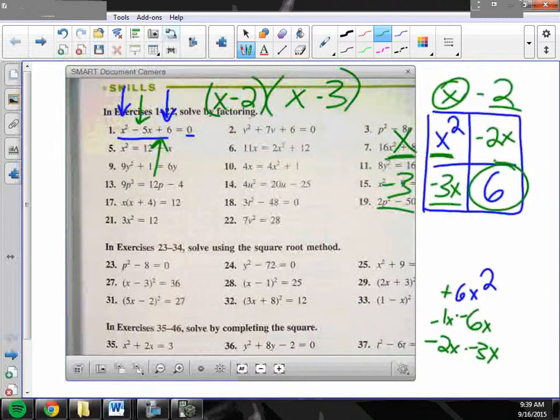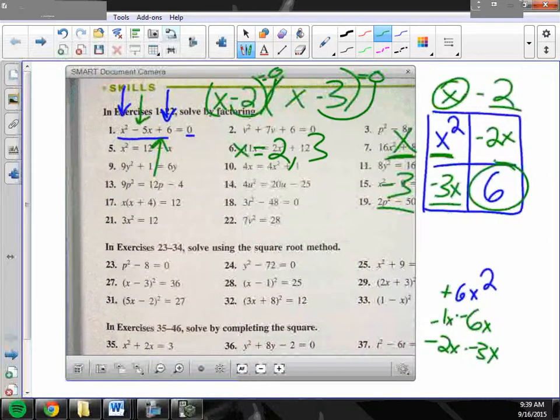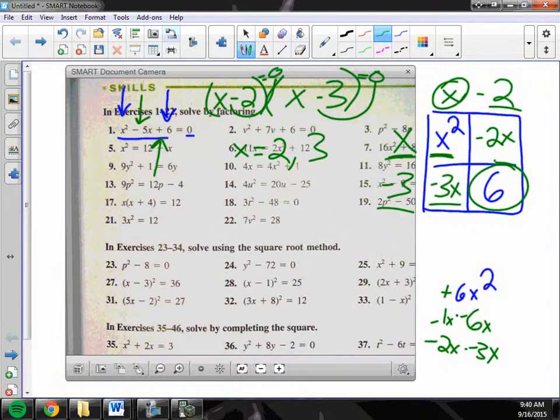But it wants to know what the roots are. How do I find the roots? Set them equal to 0 and solve by adding 2, so x equals 2, and adding 3, so x equals 2 and 3. Okay?